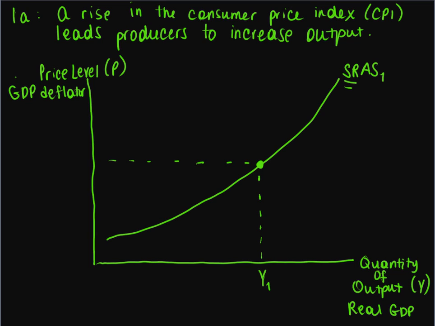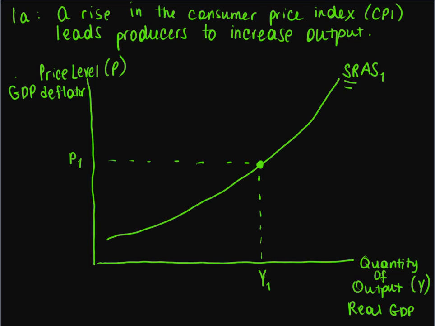Now I'm going to consider that the producers increase their output as a result of a rise in the consumer price index. This problem is a little tricky. Remember that when we consider whether we move along a curve or shift the entire curve, we want to ask: is the reason we are changing because of a change in the price level? If it is, then we move along the curve. If it is not, then we shift the curve.